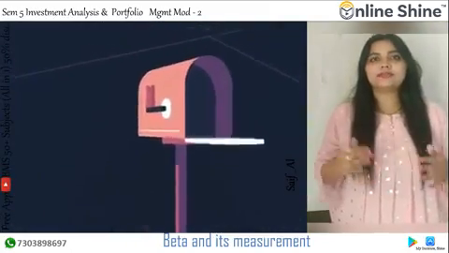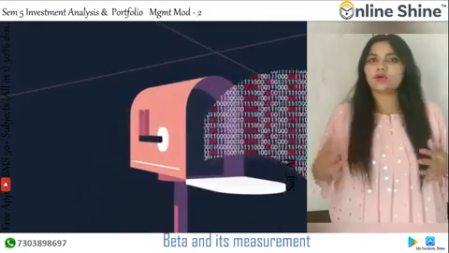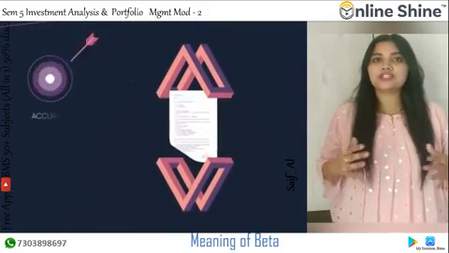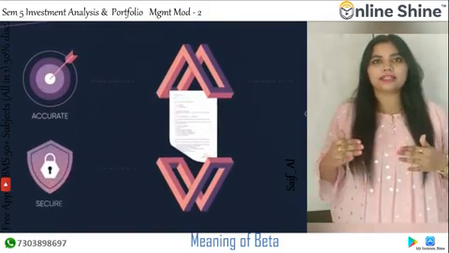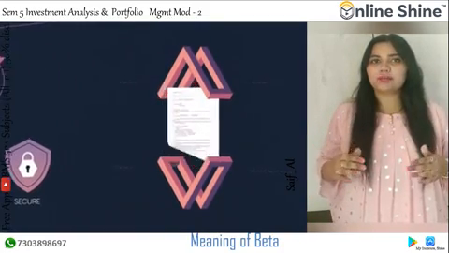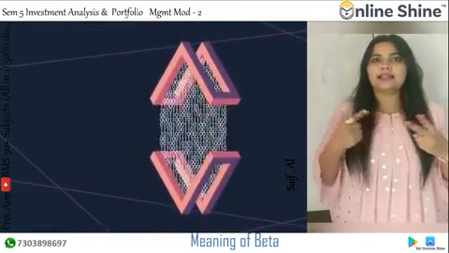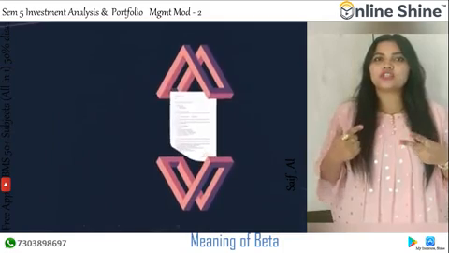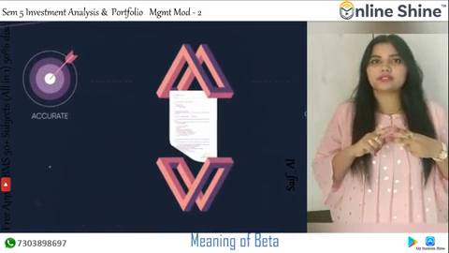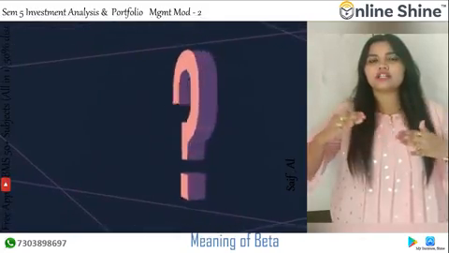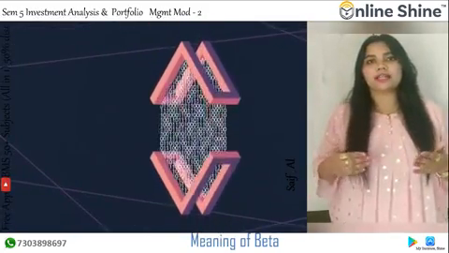The next topic is meaning of beta and how it is measured. The CAPM, I already told you, capital asset pricing model, contains that shares move with the market. If the market moves by 1% and a share has a beta of 2, then the return on the share would move by 2%. The beta indicates the sensitivity of return on share with the return on the market.